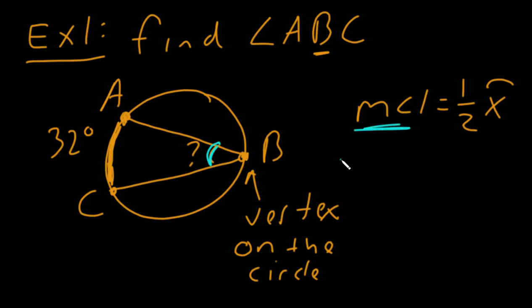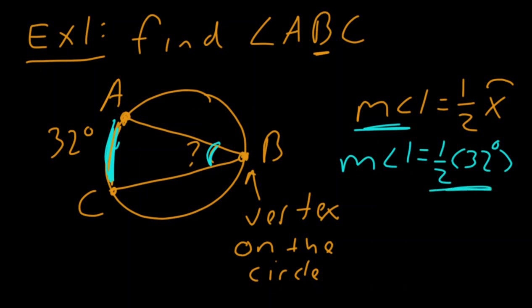So we really don't know that. So I'll just rewrite this as the measure of angle 1 is equal to 1/2 parentheses. We do know what this arc is, and this arc turns out to be 32 degrees. Now, whenever we're simplifying, whenever there's no letter here, we're simply just going to do 1/2 times 32. And so we know that the measure of angle 1 is equal to, well, what is 1/2 times 32? That would give us 16 degrees.